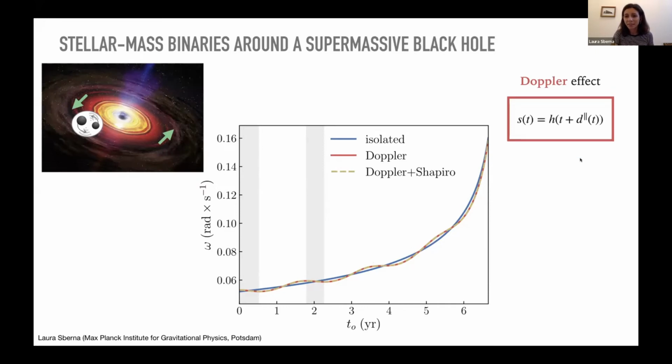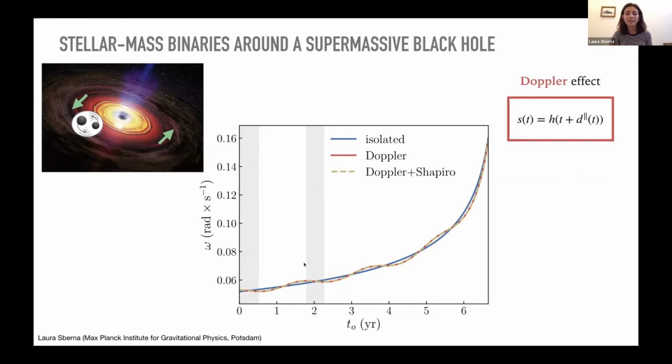And this is simply given by treating the signal in the time domain and adding this time-dependent delay, based on the simple circular evolution around the supermassive black hole. First of all, you can see by eye that this modification of the signal is going to be very important and clearly detectable. But this also makes our parameter estimation a bit more tricky. And this was the main realization and contribution of our study.